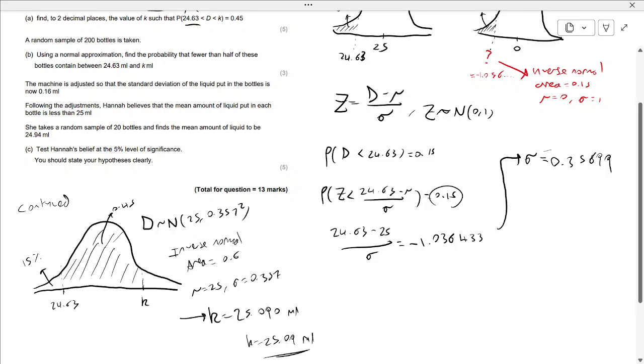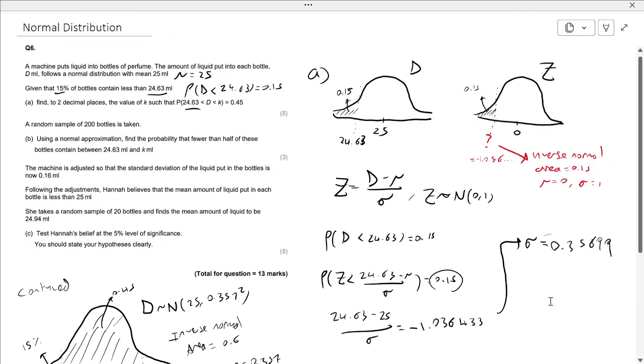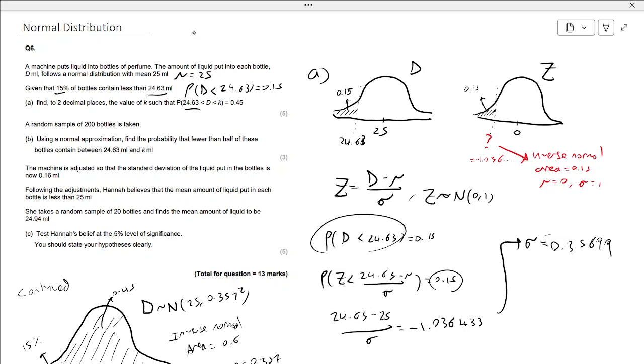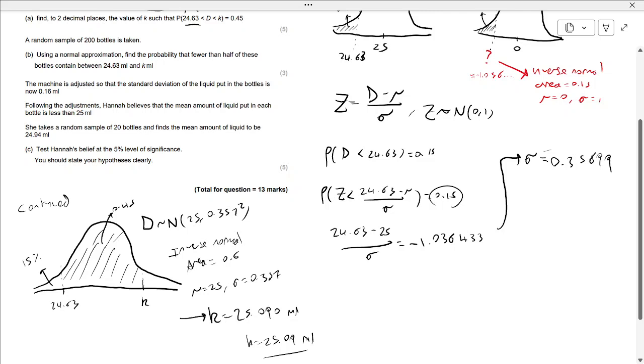We're done there. Okay? So, unknown mu, unknown sigma, you just start your equation, convert to a z-score, and then use the inverse function. Remember to always get the area to the left, so you have to convert.